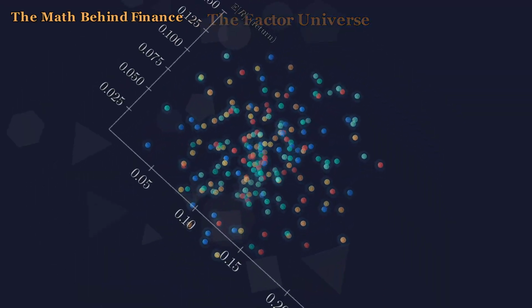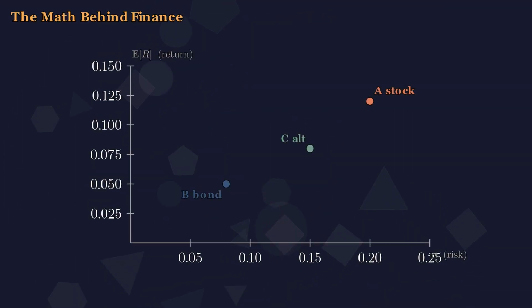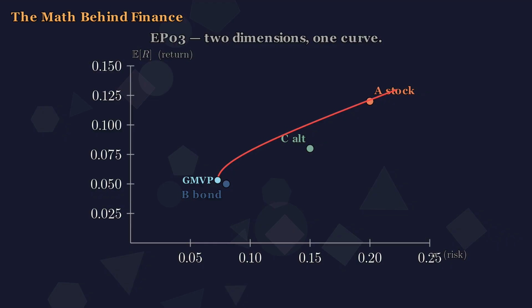Recall the picture. Three assets, a stock, a bond, an alternative. Combine them with weights that sum to 1, and a whole cloud of possibilities opens up. The upper edge of that cloud is the efficient frontier. Two dimensions, one curve, clean and complete. And yet behind those two simple numbers hides a structure with not two, but many, many dimensions.